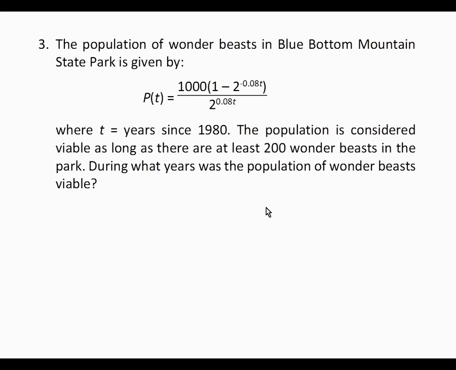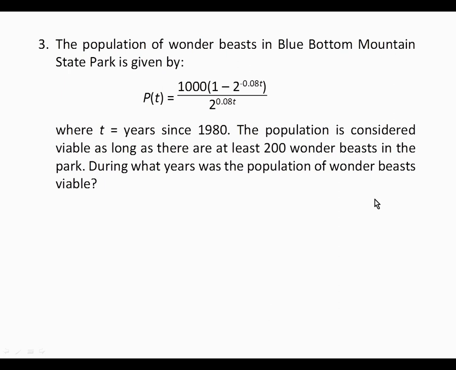Number 3. The population of Wonderbeast in Blue Bottom Mountain State Park is given by P of t is equal to 1,000 times (1 minus 2 raised to the negative 0.08 t) all over 2 raised to the 0.08 t, where t is years since 1980. The population is considered viable as long as there are at least 200 Wonderbeasts in the park. During what years was the population of Wonderbeasts viable?